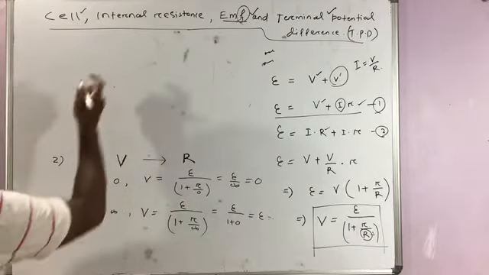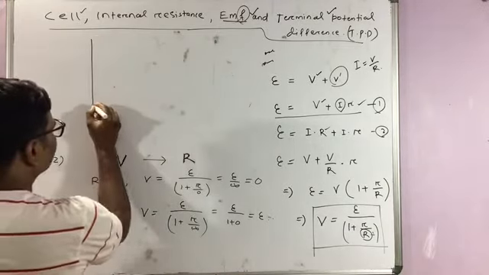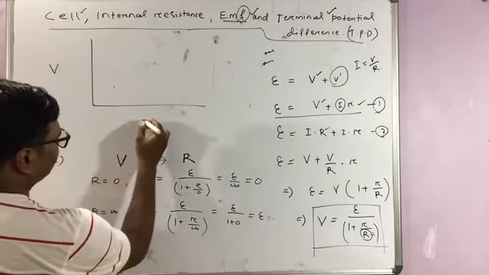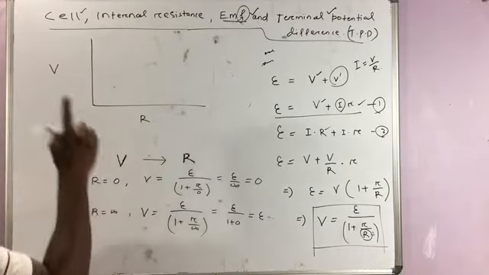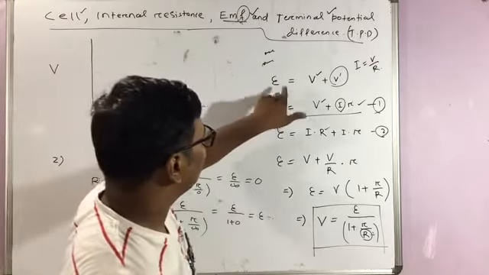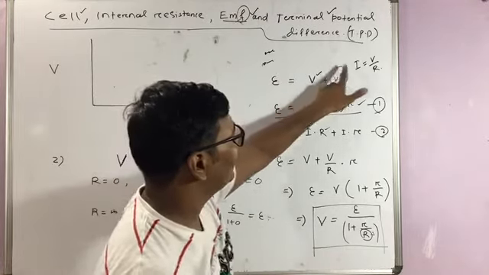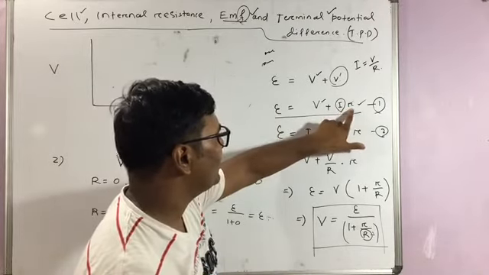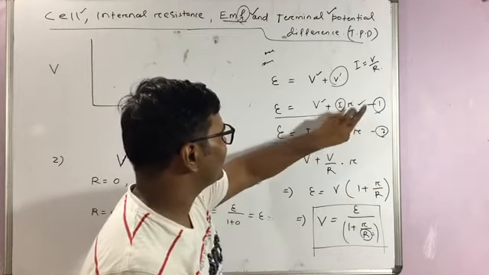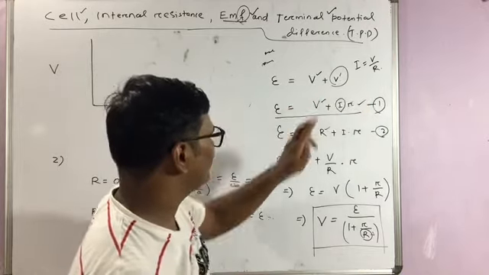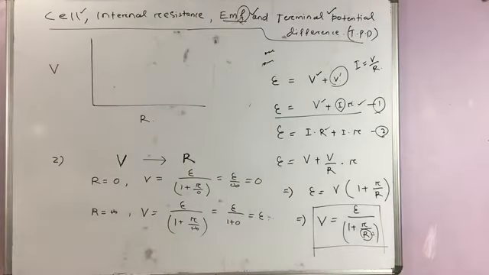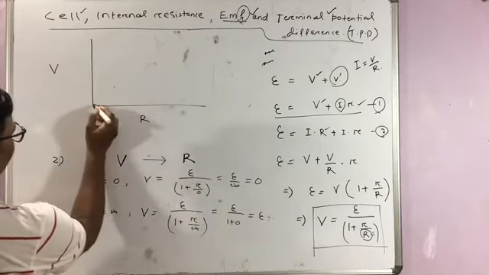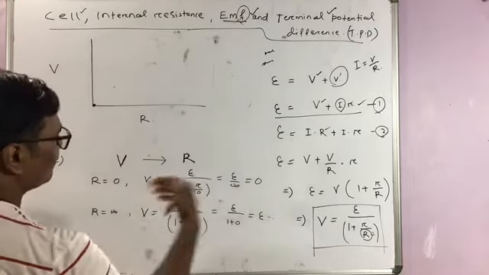If you plot this graph between V and R, you are going to get this: this is your V and this is your R. The maximum value of your V is your E when the internal resistance is 0, from this equation. If the cell is not opposing the current flowing through it, meaning negligible internal resistance, then this part is not there, and E will be your V. And when R is equal to 0, V is equal to 0, so the graph will start here. The maximum value of V will be your E.